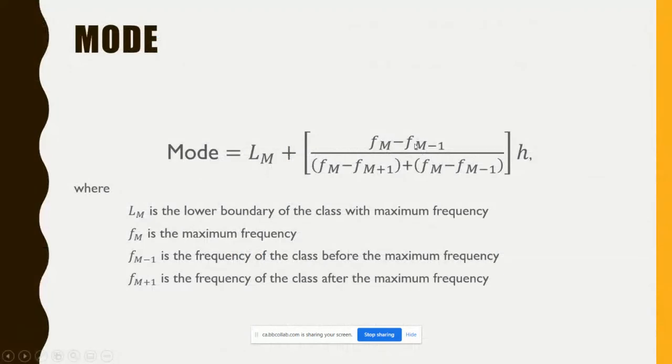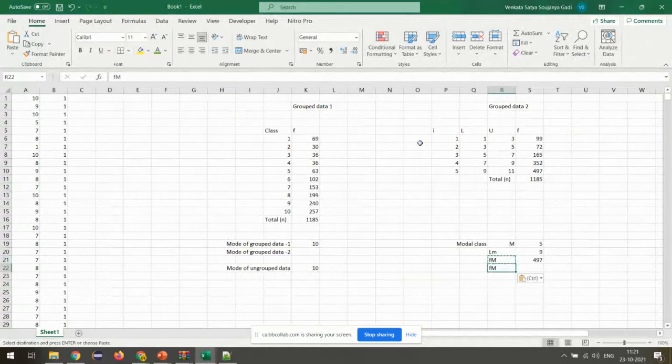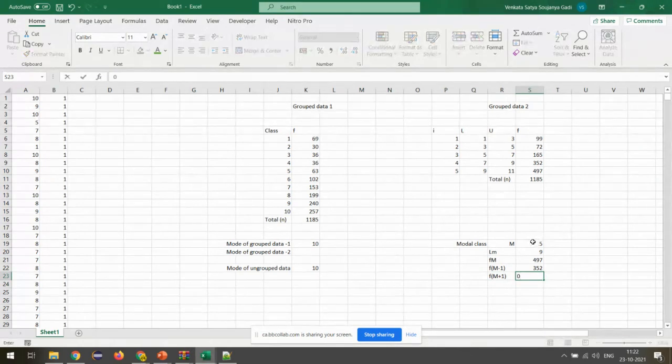The next one says frequency of the model class before that. The frequency of the model class before that is 352. Then it says frequency of the class after the model class. The frequency of the class next to the model class is, we don't have anything, so we can say it is 0.